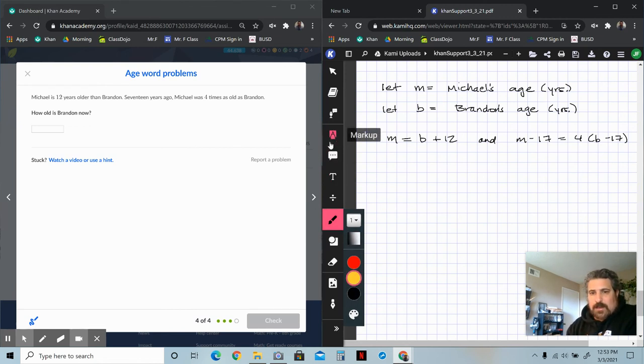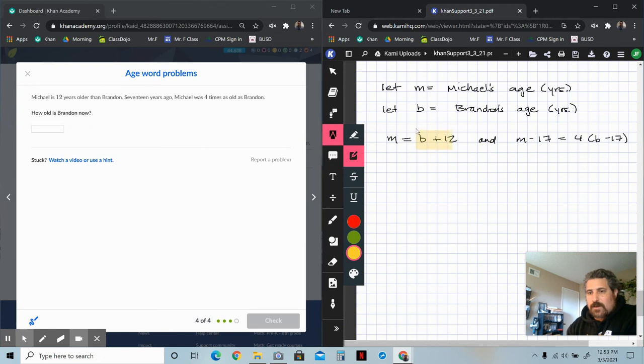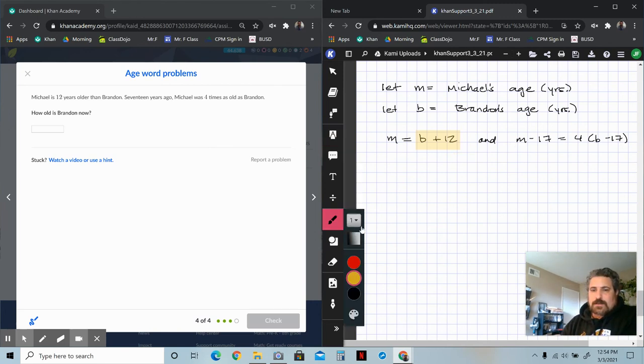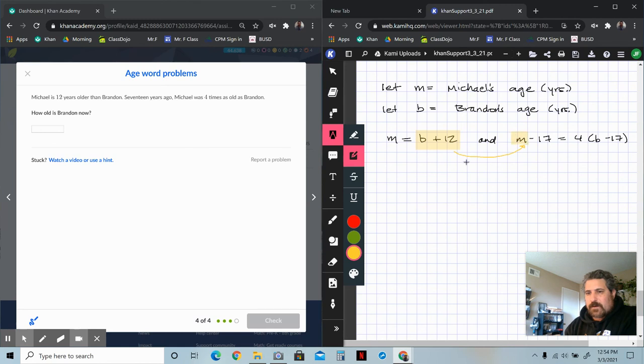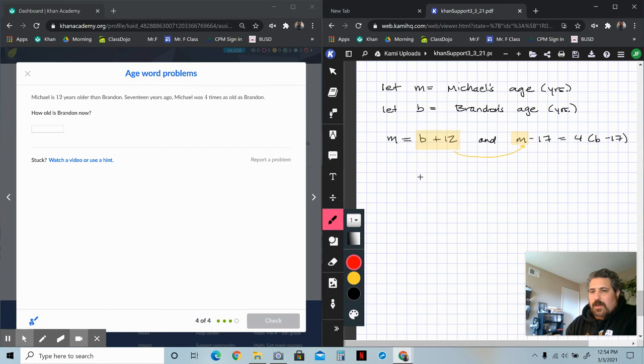So we're going to take the same substitution method we just used. We're going to take the value of M and replace it in the other equation with that. So let's do it. B plus 12 replaces M, and we're going to substitute that value in and solve. All right, so let's solve the equation. Let's do it in red. So we get B plus 12 minus 17 is equal to 4 times the quantity of B minus 17.